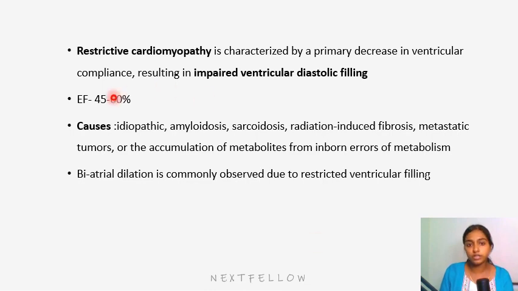Coming to restrictive cardiomyopathy. There is a decrease in the ventricular compliance of the heart, so there will be impaired ventricular diastolic filling. The ejection fraction is maintained up to 60%. The etiology behind it will be idiopathic, amyloidosis, sarcoidosis, radiation-induced fibrosis, or accumulation of metabolites due to inborn errors of metabolism.